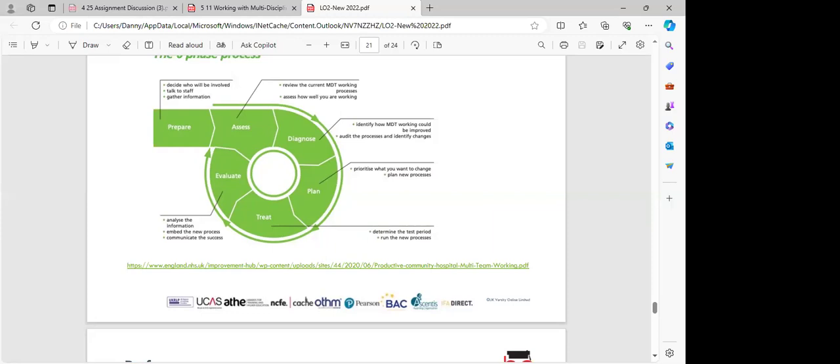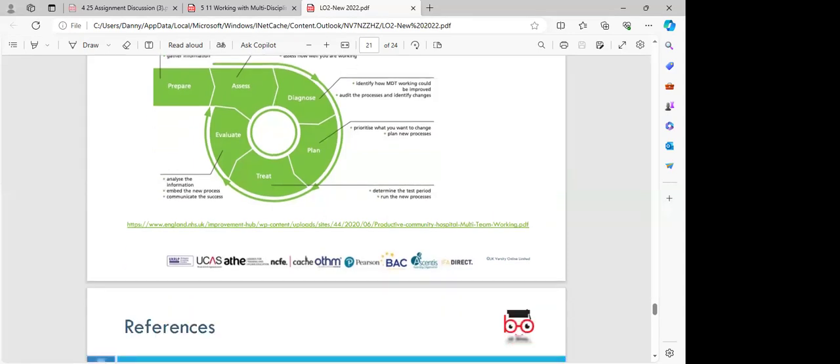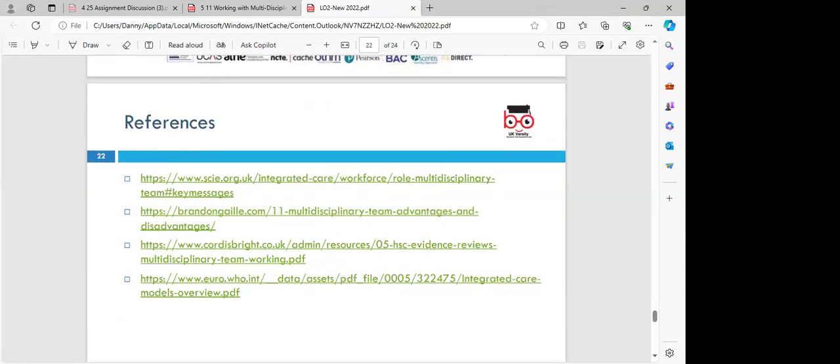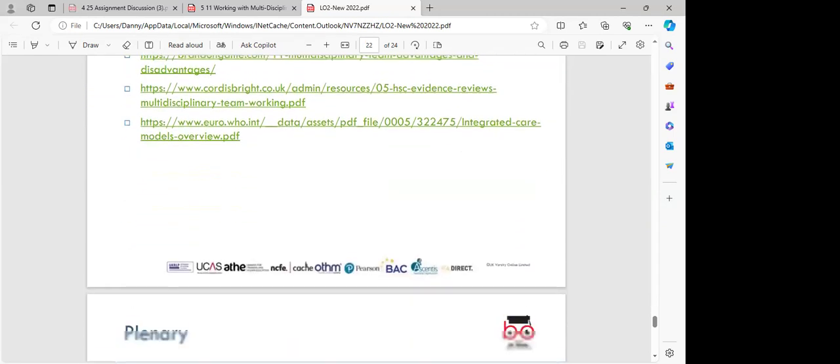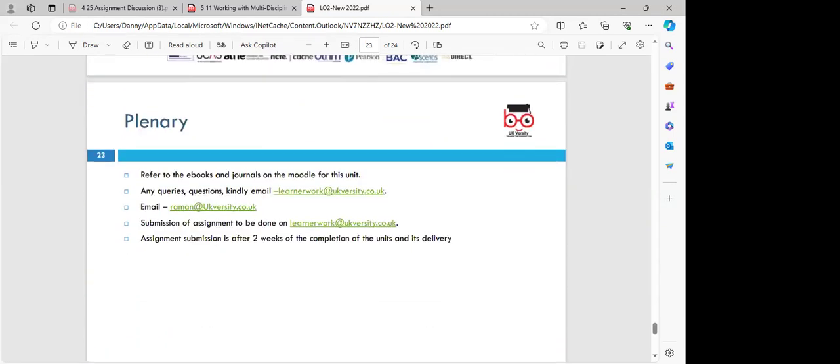So prepare is to decide who to be involved; assess is to review; diagnose is to identify how the MDT is working and how it could be improved; plan is to prioritize what you want to change or plan new processes; treat is to determine the test period and run the new processes; and then lastly, evaluate is to analyze the information given to you. Very important. And then the references are present below. You have all the references in Harvard style that you can go through and read about.